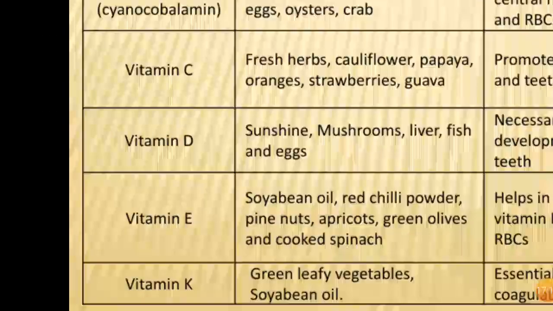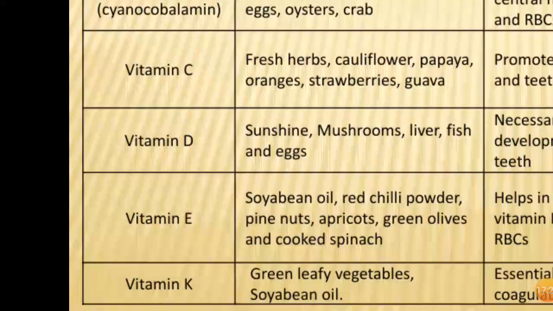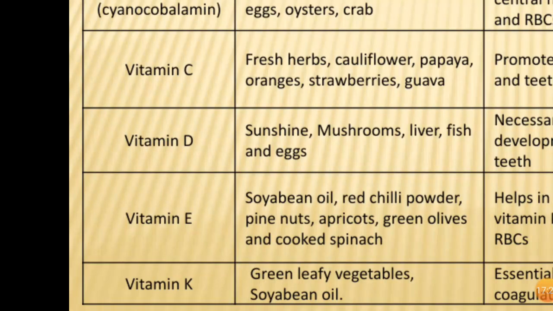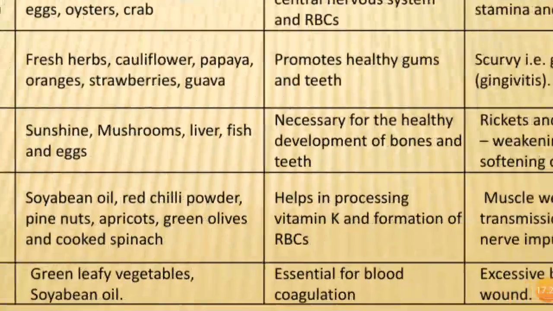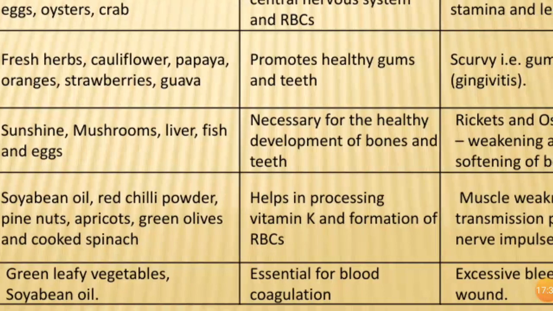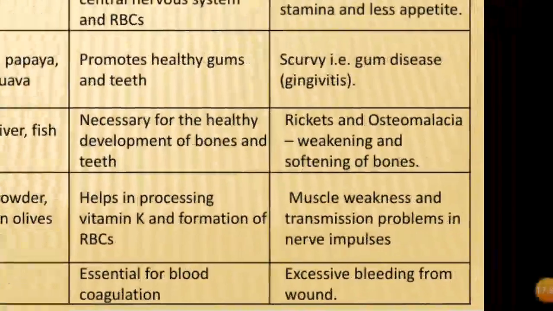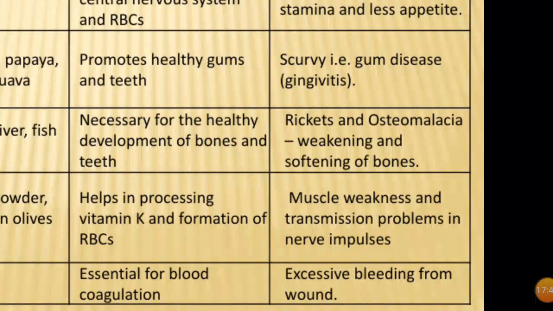Let's see the last one, vitamin K. Sources: green leafy vegetables, soybean oil. Function: essential for blood coagulation. Deficiency disease: excessive bleeding from a wound. Excessive means a lot of blood comes out if we get any injury.